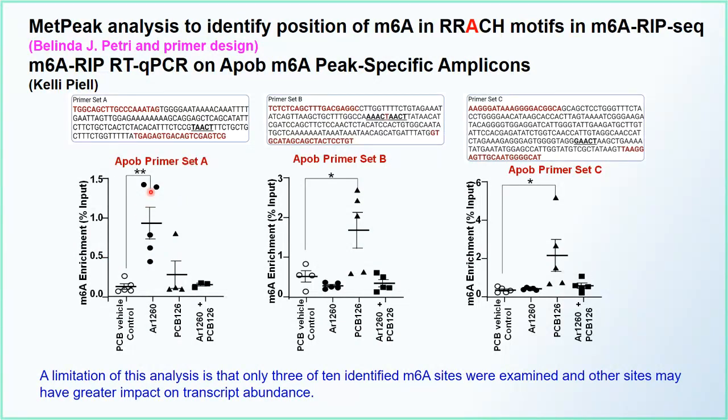So for ApoB primer set A, what we can see is an enrichment of transcript abundance with Aroclor 1260. With primer B, we see increased transcript abundance with PCB126 exposure. And with primer set C, we also see an increase in PCB126 exposure. Now, a limitation of this analysis is, again, that only 3 of the 10 possible sites were examined, and other sites may have a greater impact on transcript abundance because we didn't see anything for our dual exposure or co-exposure samples.